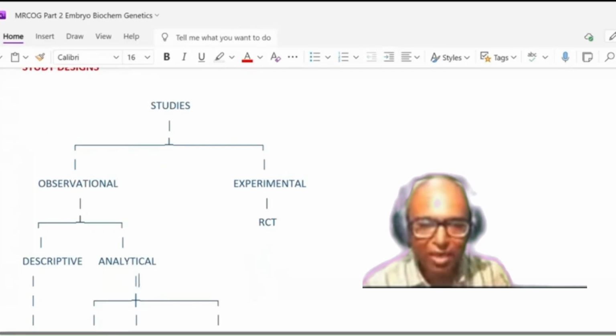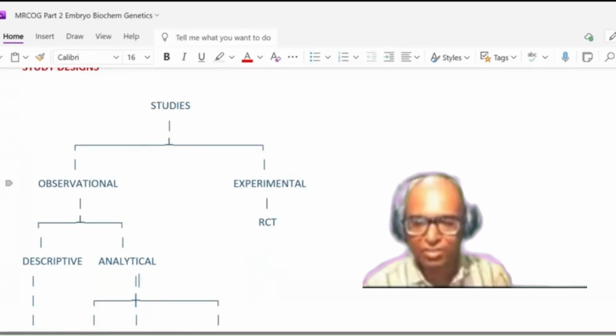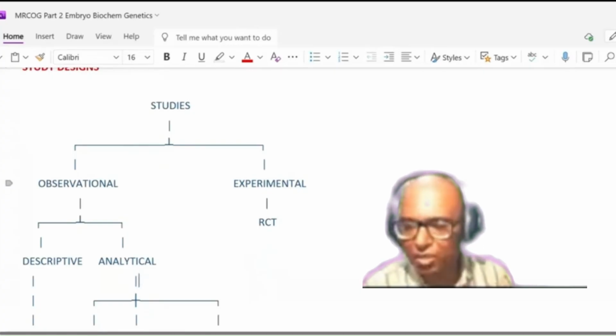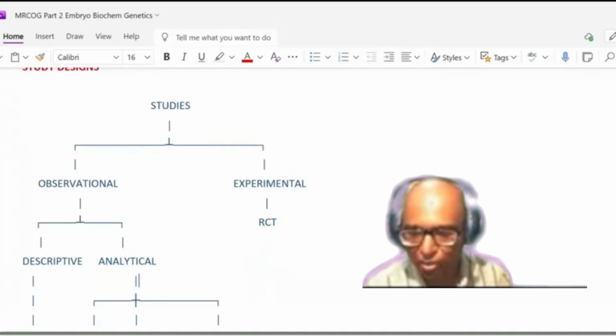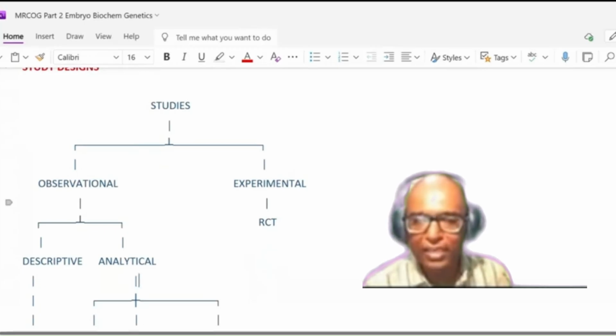But what happens in the observational study, the intervention is not given or not assigned by the researcher. It happens in the natural course of the disease. It happens as it is. So basically the researcher is just observing. He is not assigning the intervention, while in experimental the researcher will assign the intervention.